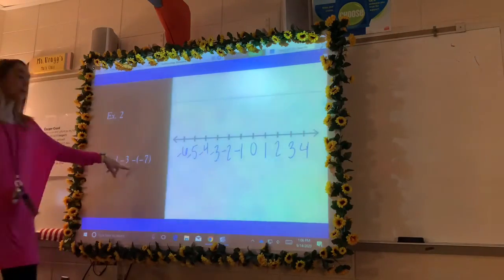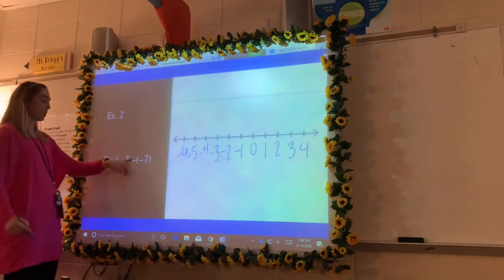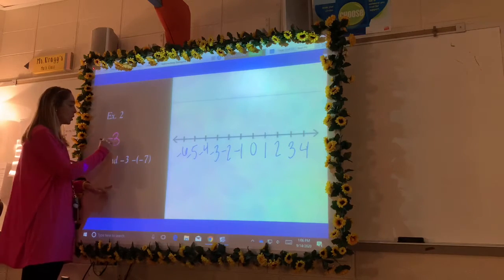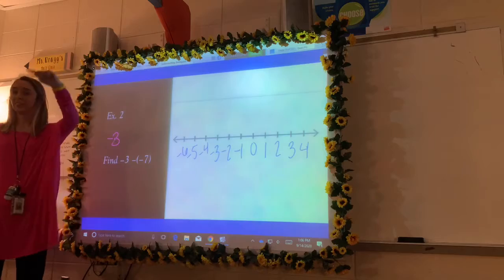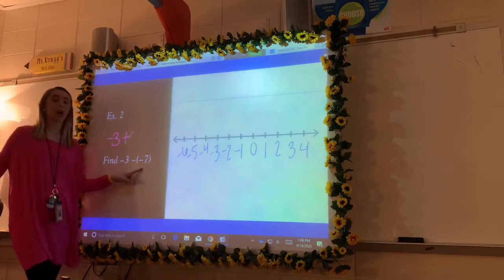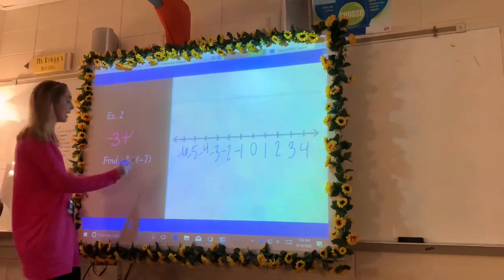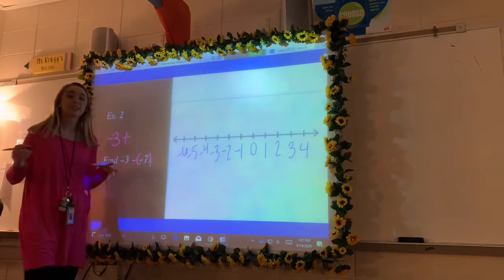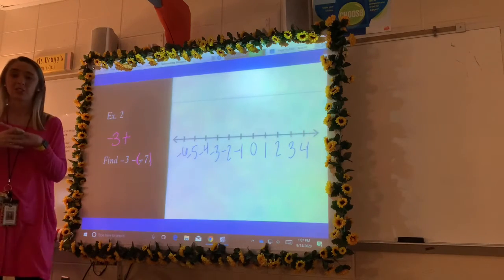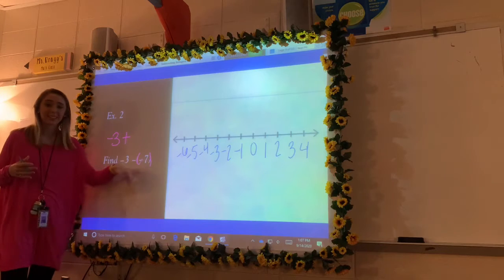We have negative 3 minus negative 7. So remember, we don't touch the first number. We change subtraction to addition. And then we want the opposite of negative 7. So do you see how this one has parentheses? That tells us that that negative 7 is attached, okay? That negative is with that 7, okay?